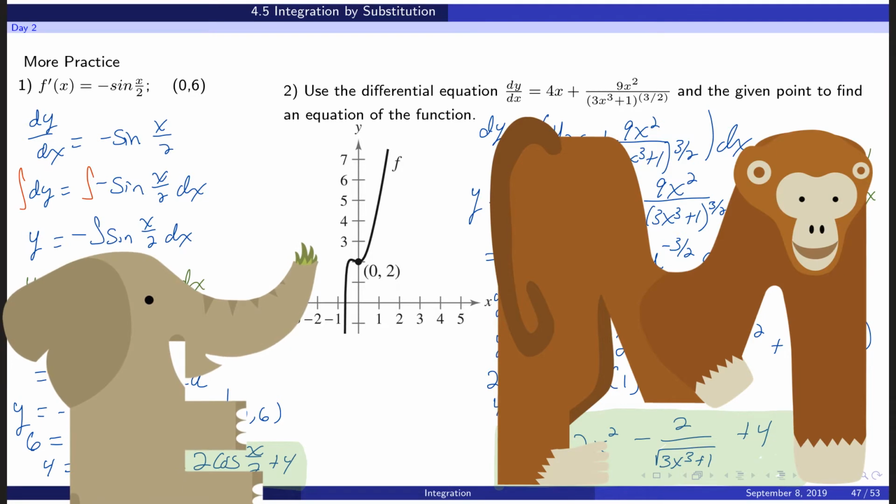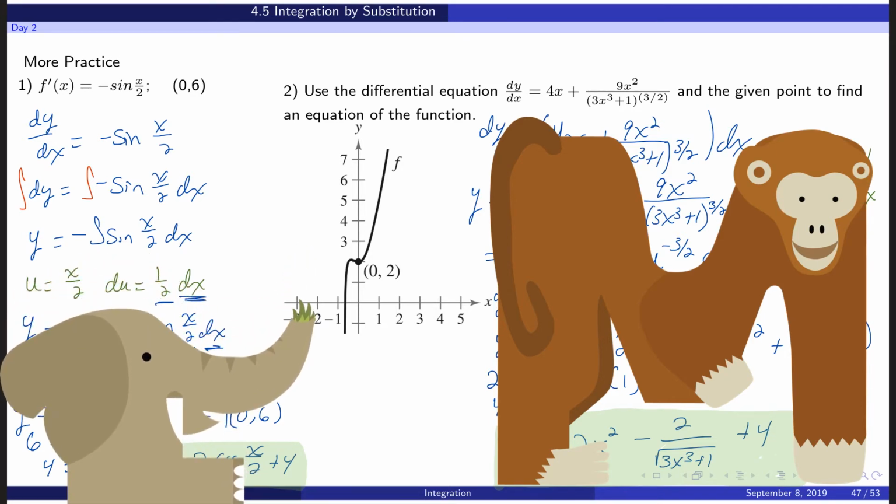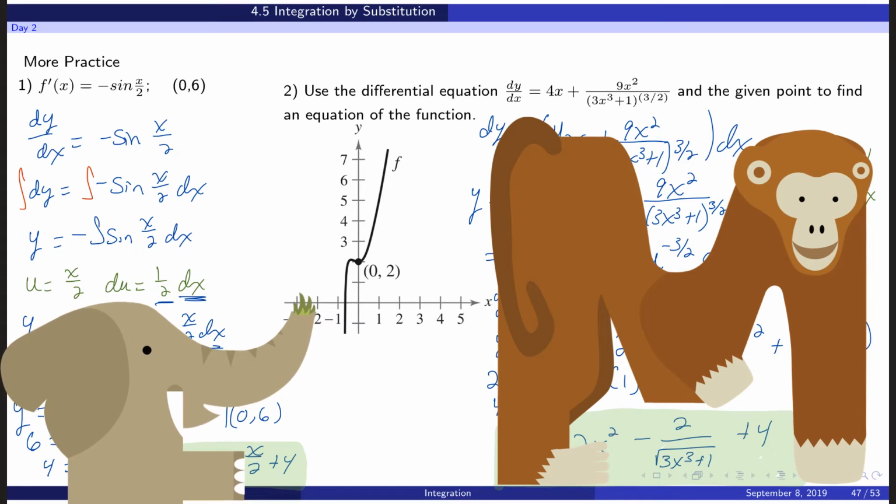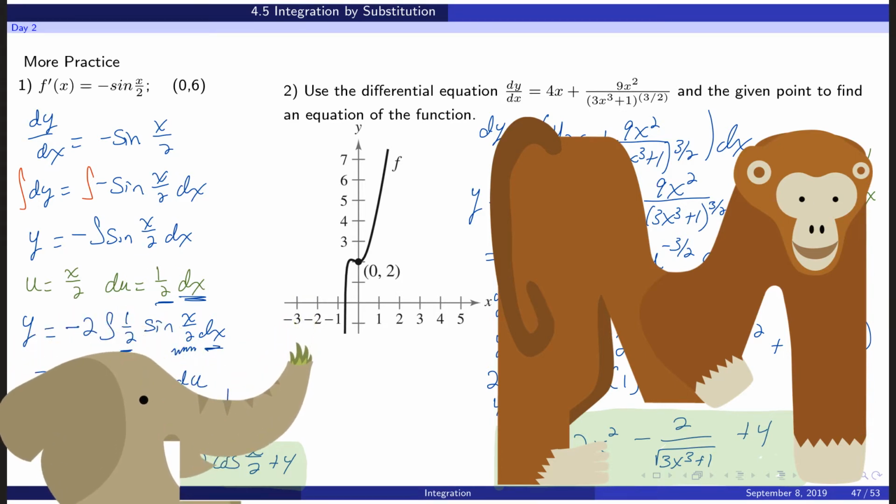Okay, so there's the setup. I've moved the negative to the outside. The u substitution appears right here. X over 2 is going to be my u. The derivative of x over 2 is 1/2. So in order to replace all the blue writing, I need to have a 1/2 and a dx. The dx is there. The 1/2 is not there yet. So what I need to do is throw a 1/2 inside the function. And then to offset that 1/2, I put a 2 on the outside. So the 2 and the 1/2 cancel each other out.